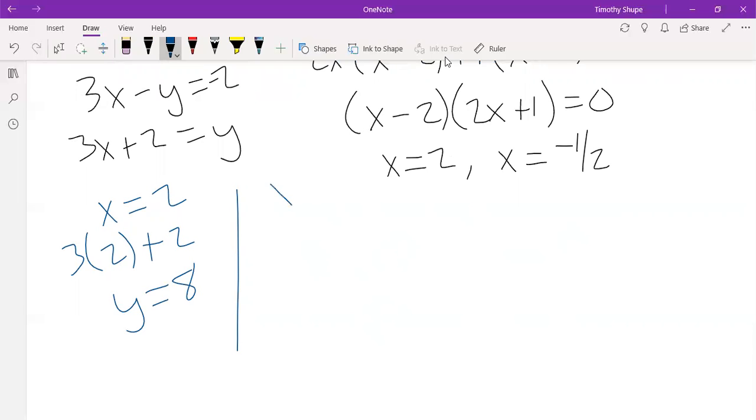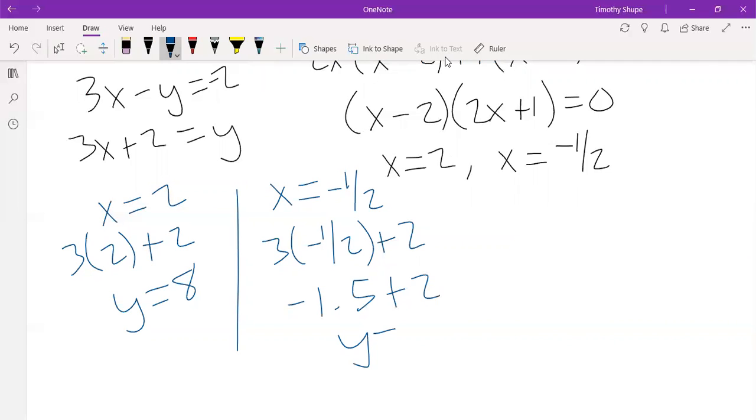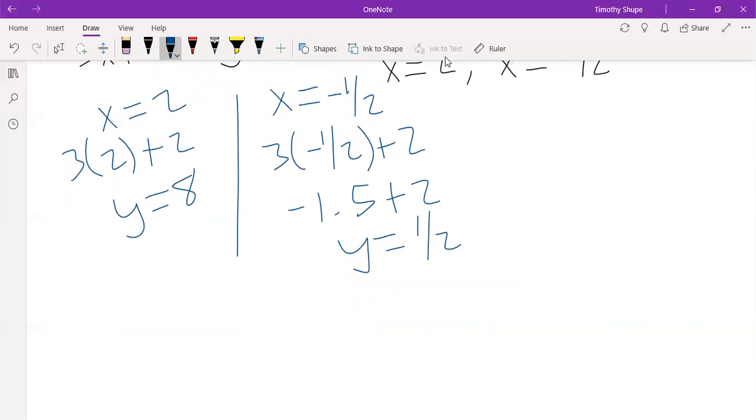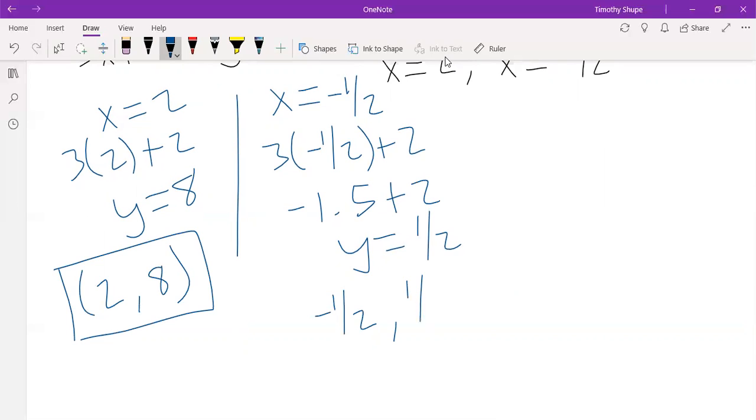Then for my second one, I had x equal to negative 1/2, which would be 3 times negative 1/2 plus 2. 3 times negative 1/2 is negative 1.5. And then if I add 2 to that, I end up getting y equals 1/2. So my two coordinates: I plugged in a positive 2 and got a positive 8, so that's one of my solutions. For the other, we plugged in a negative 1/2, and we got a positive 1/2. So that would be my second solution.